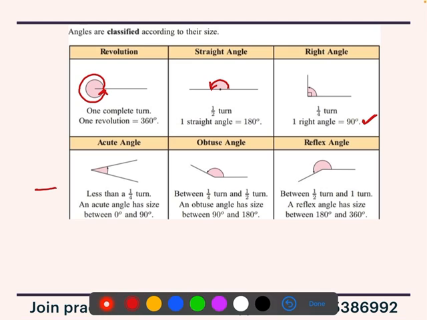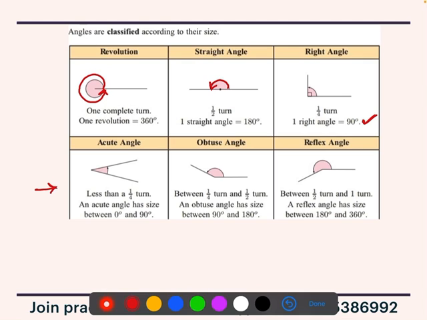Then you have got acute angle, obtuse angle, and reflex angle. So acute angle is the angle which is less than 90 degree. It can be 65, it can be 45, it can be anything which is less than 90 degree.